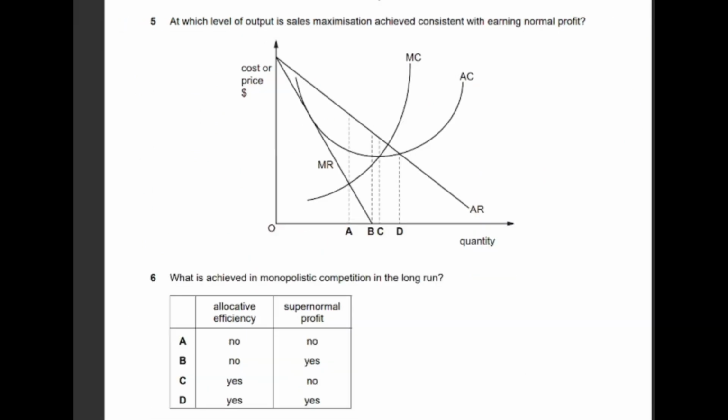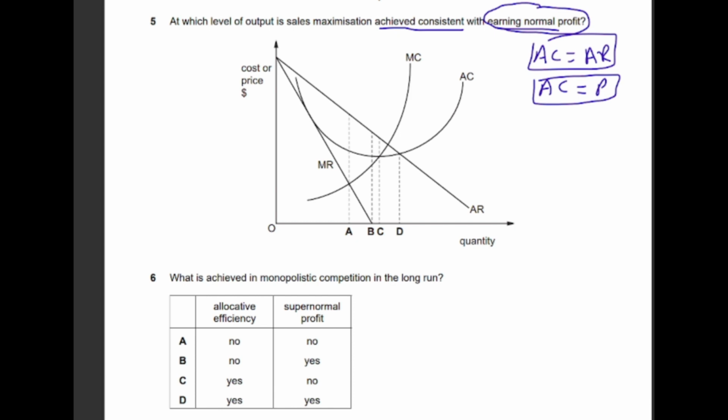Question number 5 says, at which level of output is sales maximization achieved consistent with earning normal profit? Okay. So what is the requirement of this question? Question is asking the condition for normal profit, and normal profit is achieved when average cost is equal to average revenue, or we can also say that average cost is equal to price, because average revenue is always equal to price. So you can replace average revenue with price as well.